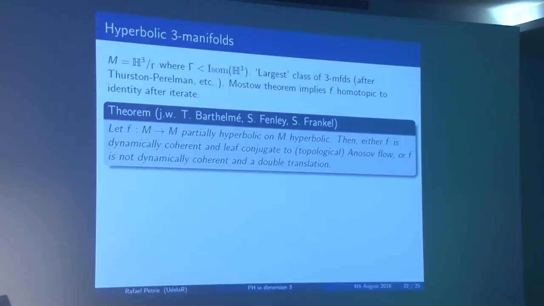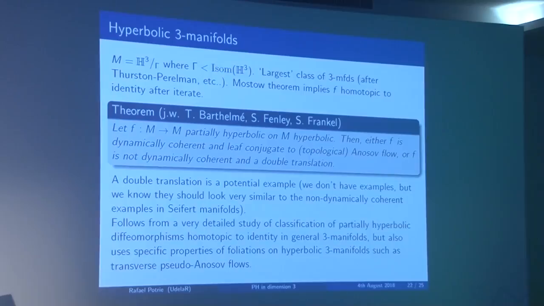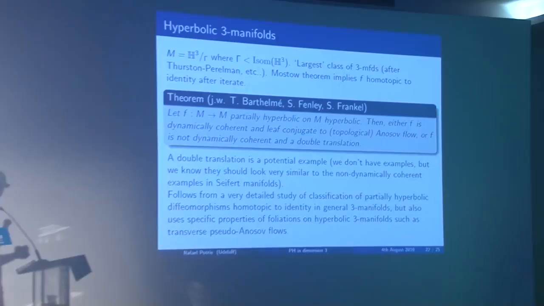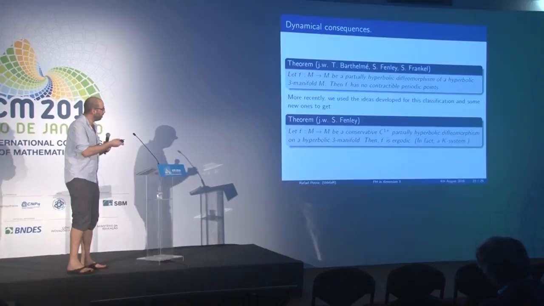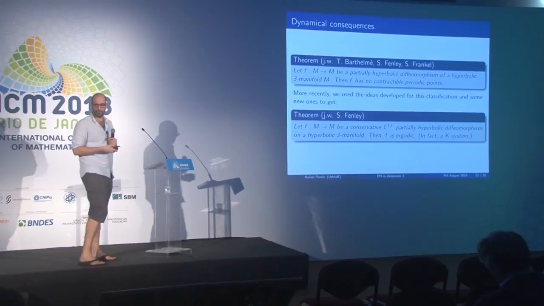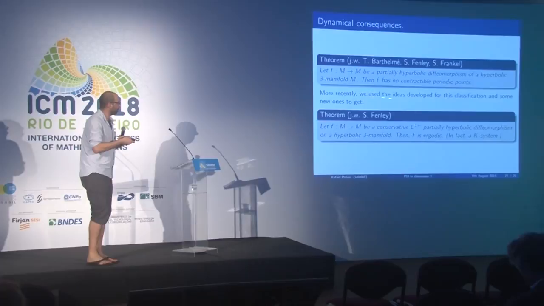But even having this result, we are able to get dynamical consequences of the classification, which was the initial goal. And so let me mention a few. I hope we can obtain better results, but we have some dynamical consequences in hyperbolic manifolds. I will mention two. One is almost automatic, if I had defined what the examples are: if you have a partially hyperbolic diffeomorphism of a hyperbolic three-manifold, then F cannot have contractible periodic points.